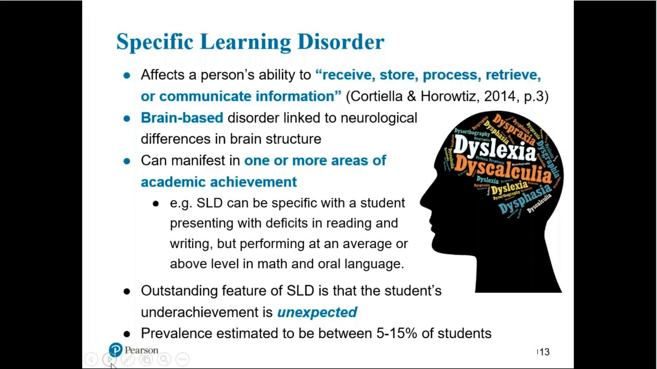Where we would find it unexpected, for example, is when a child is otherwise functioning pretty well, you know, let's say in the average range, and then all of a sudden they have one or multiple areas of academic achievement that are much lower. And we'll get into the specifics of that in a moment, and also look at the differences between some of the historical perspectives that have seen a shift in how we identify these particular disorders. Now, the estimated prevalence is approximately 5 to 15% of students.